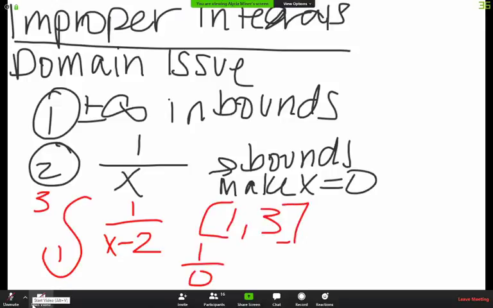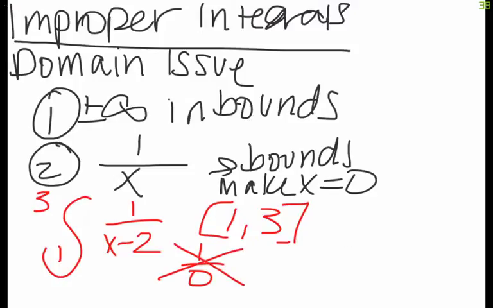But 1 over 0 is a big no-no. And so you would need to use an improper integral here. Does that make sense?